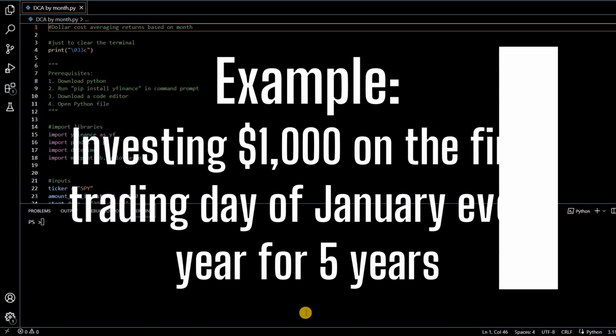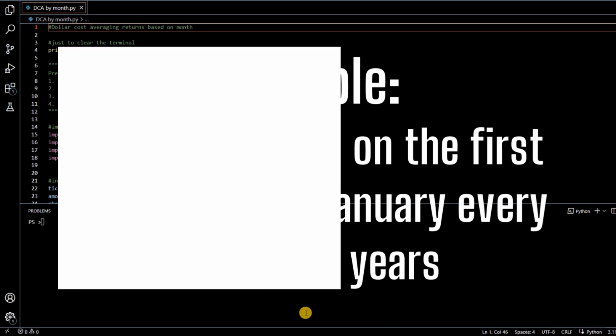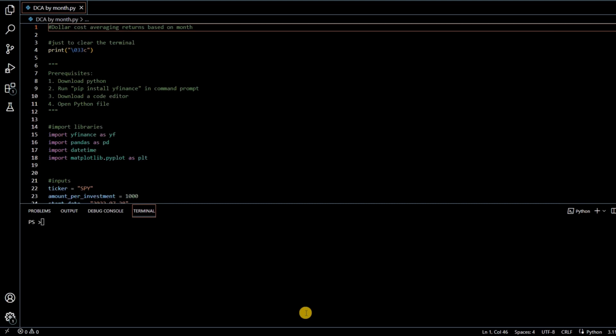So for example, if you invested $1,000 on the first trading day of January every year, then what would your investment return be after a few years? And then I do the same thing for all the other months, and then we can compare the results.